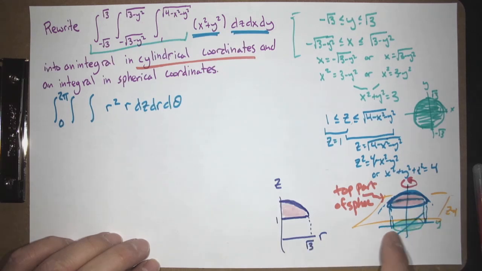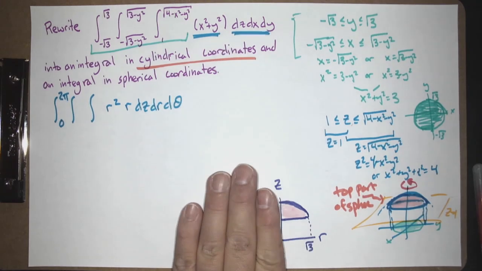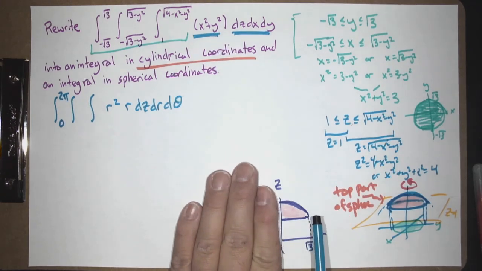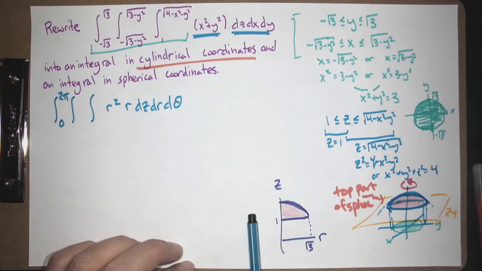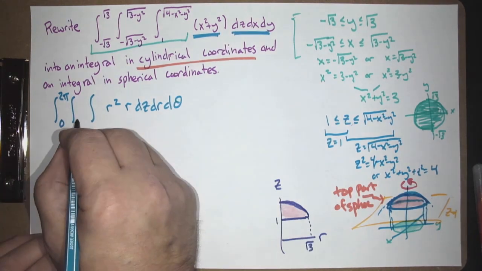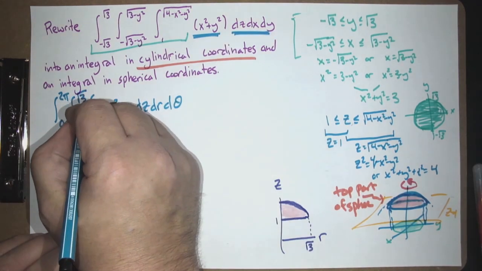Now, there was a suggestion, negative root 3 to root 3. Well, why do we do 0 to root 3? Well, because when we do the RZ plane, we only need to do the positive part because remember, theta spins around and captures the other side. So you don't have to do negative root 3 to root 3. You only have to do 0 to root 3, and remember, the spinning captures the other half. Okay, so that wasn't so bad.